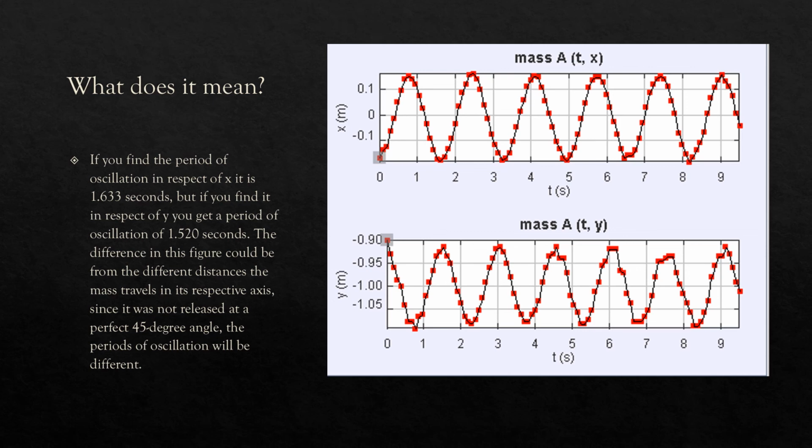The difference in this figure could be from the different distances the mass travels in its respective axis. Since it was not released at a perfect 45-degree angle, the periods of oscillation will be different.